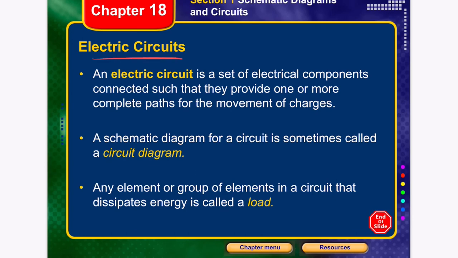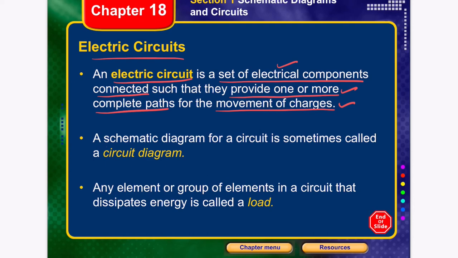So what is an electrical circuit then? An electrical circuit is a set of electrical components that is connected in such a way that they provide one or more complete paths for the movement of charges. So remember the term again: a set of electrical components that are connected in such a way that they provide one or more complete paths for the movement of charge. They are connected so that the charge can flow through them in any given path that is mentioned in the diagram.